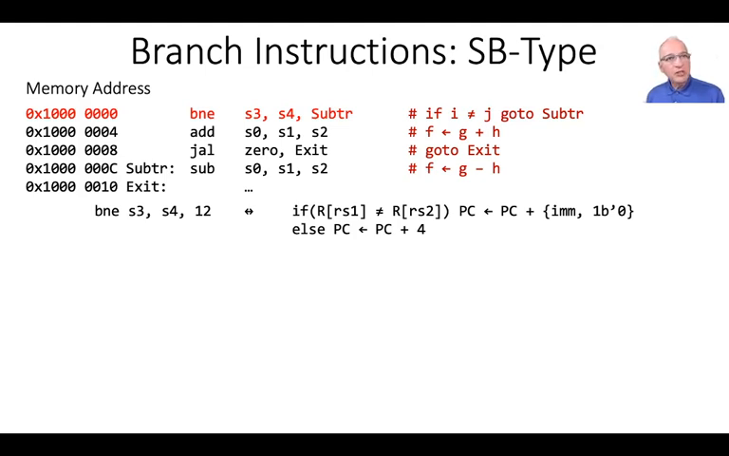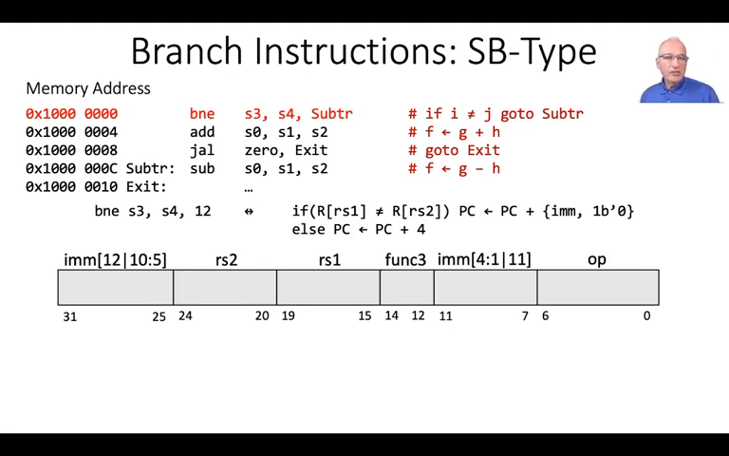So the branch not equal is going to test the value of the register RS1 and the register RS2, in this case S3 and S4. And if they are not equal, then we're going to take the program counter and add to the program counter the value of the immediate. And that 1'b0 means that there is an implicit 0 bit. The bit 0 is always equal to 0. If the condition is not true, which in this case would be when S3 and S4 are equal, then I will simply increment the program counter by 4.